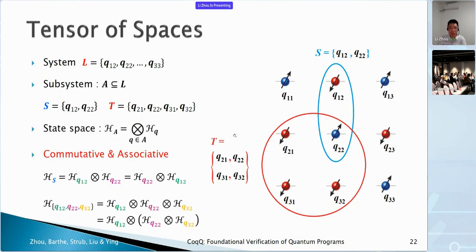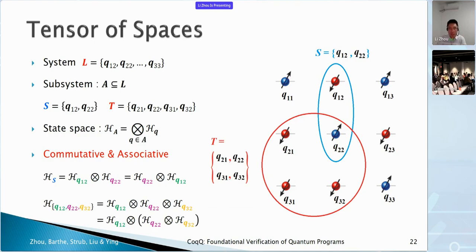Following the postulate of quantum mechanics, the state space of any subsystem A is the tensor product of all the Hilbert space of each atomic system ranging over subset A. Instead of defining the tensor product of two linear spaces only, we define the tensor product over the subset, which naturally deals with nested tensor product. So the tensor of space is commutative and associative, since the order of elements in the set is irrelevant.